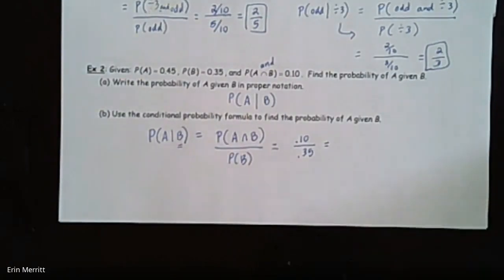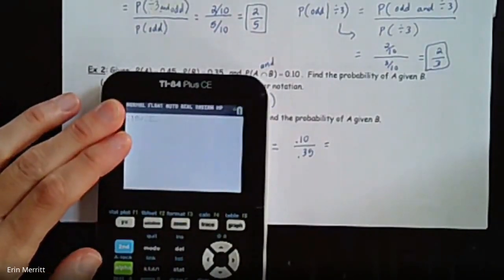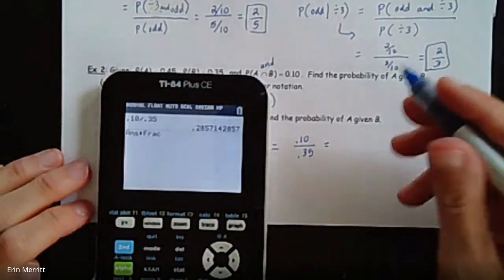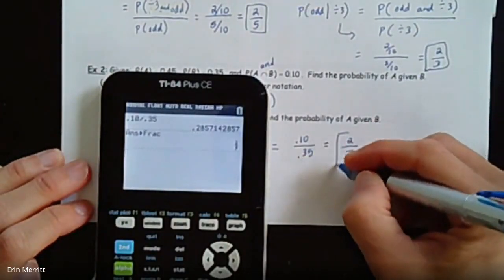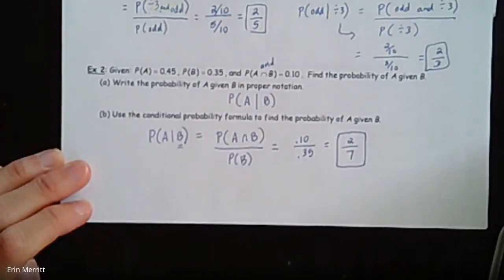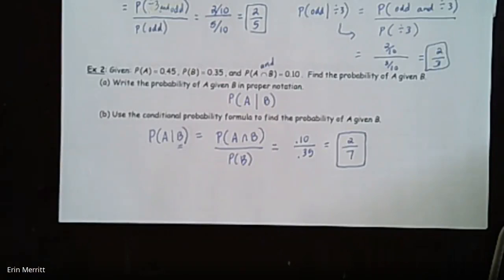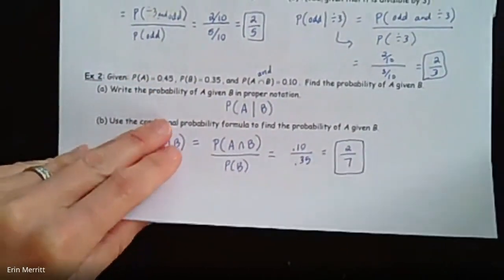Then from here, grab your calculator, 0.10 divided by 0.35. Go ahead and math frac that baby. And it comes out to be 2/7. So that's the probability that you would pick whatever A is given that B has already happened. Okay, so the formula is not hard to use, but definitely make sure you write it down so that you can use it on the homework and things tonight. All right, on to the next page.